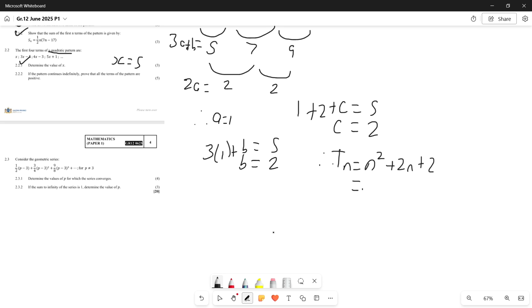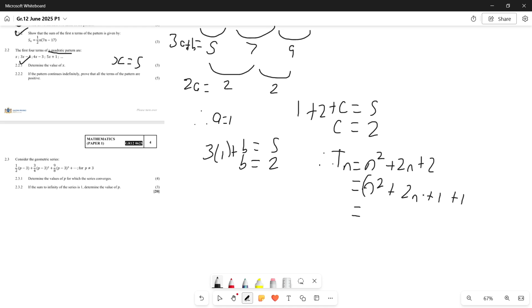Great. So they're asking if the pattern continues indefinitely, prove that all the terms of the pattern are positive. So it is kind of hard to interpret that at this stage. We could obviously plug in different values and see if this works for every value that is negative or positive, because this is a parabola. But what is an easier way to treat it is to split up this 2, because then we have n squared plus 2n plus 1 plus 1.